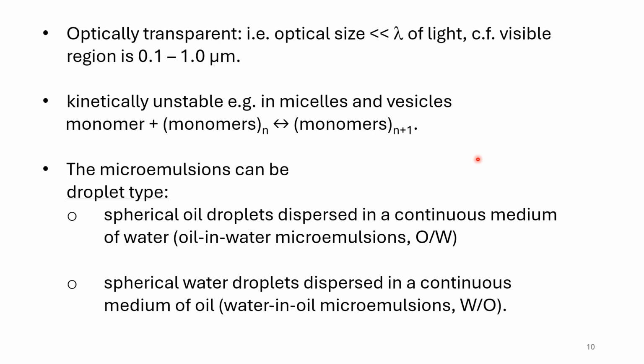There are two types of microemulsions. Microemulsions can appear as droplet types, like emulsions. So it is either spherical oil droplets dispersed in the continuous medium of water, which refers to the oil in water microemulsions, or it forms spherical water droplets dispersed in the continuous medium of oil, the water in oil microemulsion.